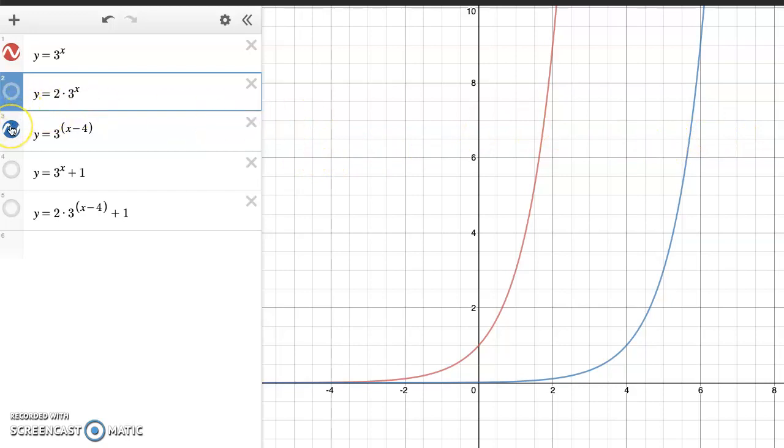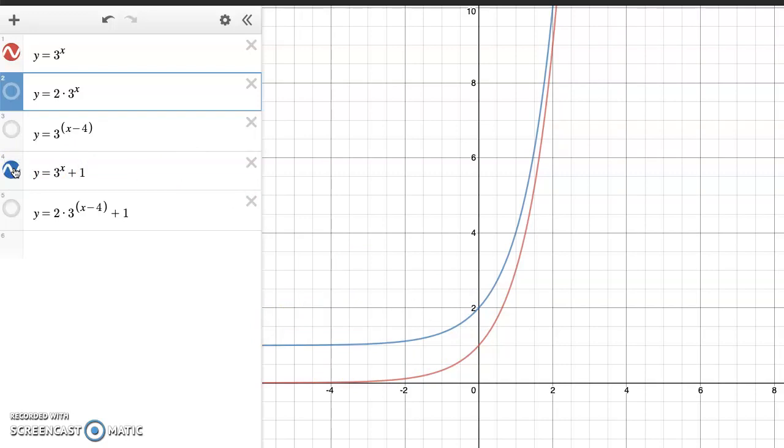All right. Now, how about this one? 3 to the x plus 1. We learned before that's a vertical translation. Just moves the graph up by 1. So we should see the same graph just moved up by 1 unit. Let's see if that's correct. And there we go. So now you can see the asymptote actually moved up by 1. This number right here is our asymptote. Okay? So 3 to the x plus 1.